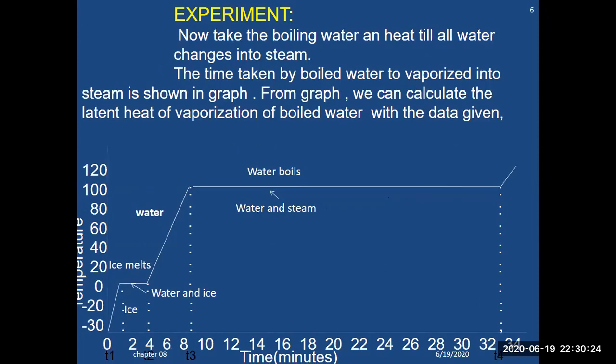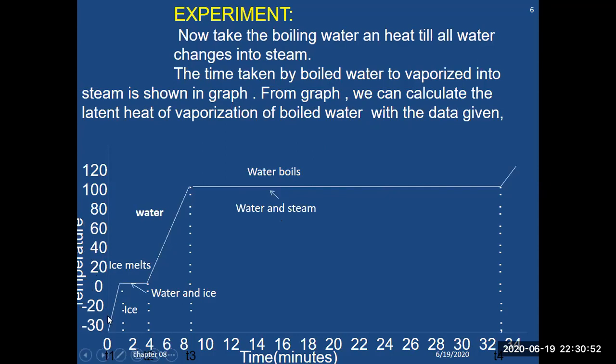So moving ahead, now take the boiling water and heat it till the time it changes into steam. The time taken by the boiled water to vaporize into steam is shown in this graph. We are going to discuss this graph. We can calculate the latent heat of vaporization of the boiled water with the help of the given data. So look at this. Along the x-axis it is taken time. Along the y-axis it is taken as temperature.